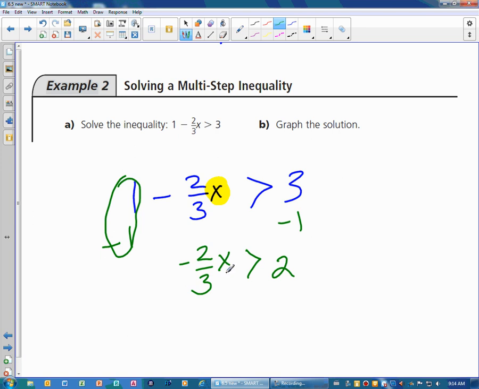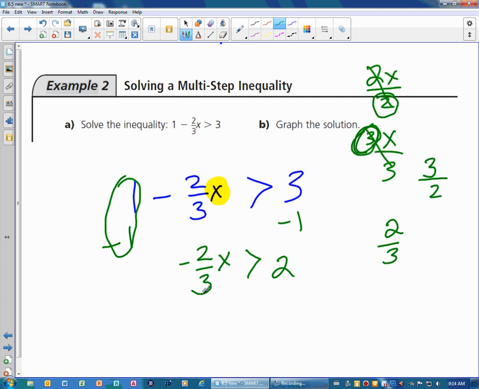Okay, now this is complicated, isn't it? I have negative 2/3. I need to make this into a 1. Remember, if it was a 2x, I would just divide by 2 to make it a 1. Or if it was x over 3, I would multiply by 3 to make it a 1. So look at what I did. I divided by 2 and I multiplied by 3. So I have 2/3. That's what I have.